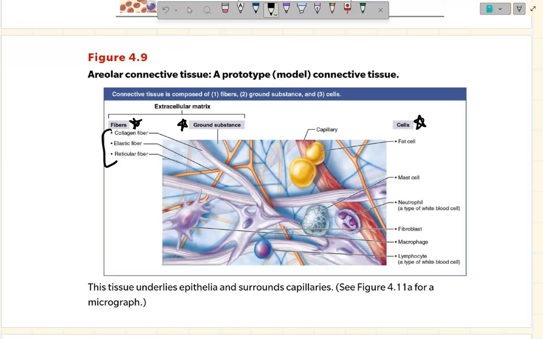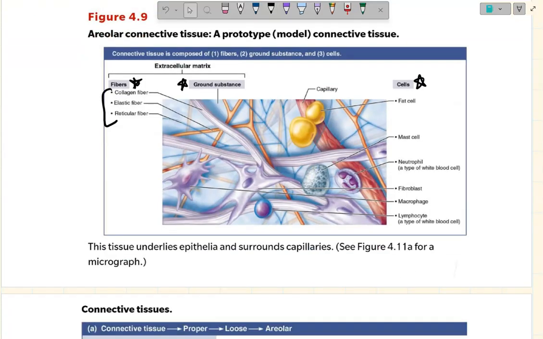Because of that, areolar is found in a lot of different areas, and this is just kind of like a lot of supporting connective tissue for a lot of our organs. So we'll just kind of surround kind of the generic connective tissue. This will surround a lot of just important organs to offer support and structure.